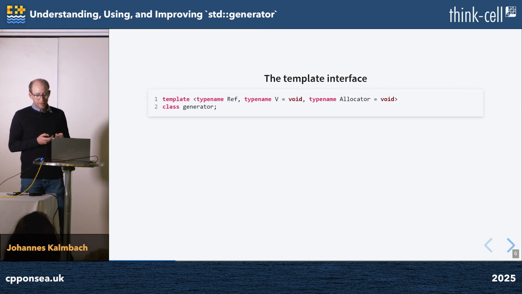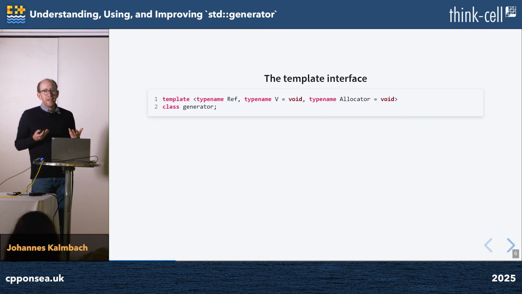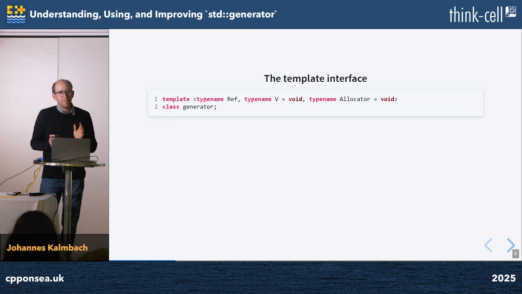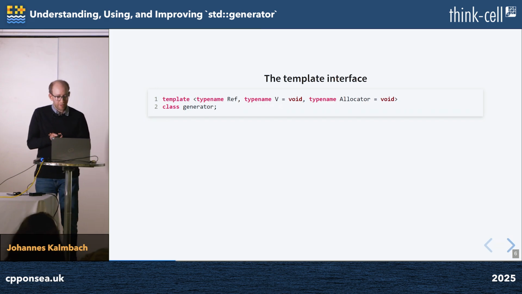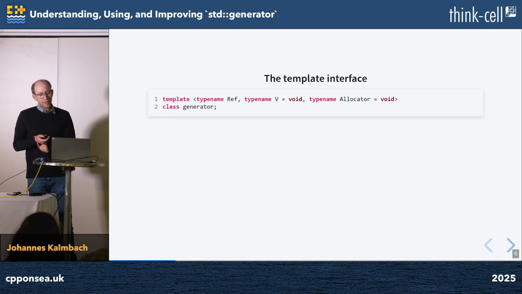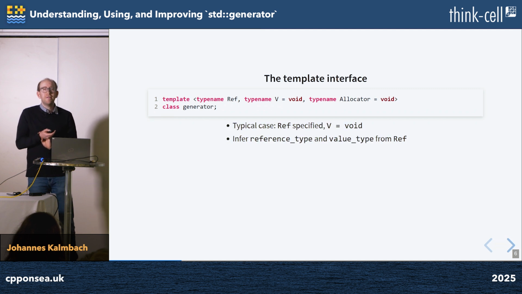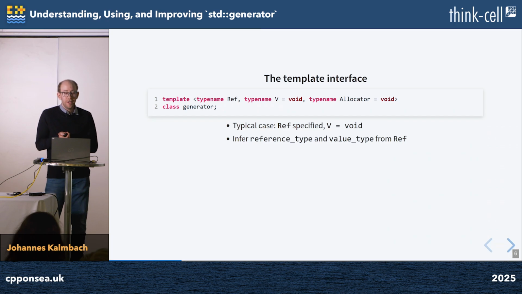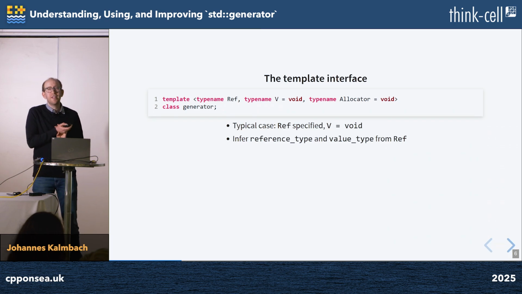The next thing I'm going to do is to quickly show you the interface and all the details of how you can use the C++23 std::generator. This here is the template interface. You see three template arguments called ref, v, and allocator. The most typical case is that you only specify the first one of them, and leave the allocator at the default; we'll talk about this later. You only specify the first argument, which is here called ref, and then the rest is inferred from it.